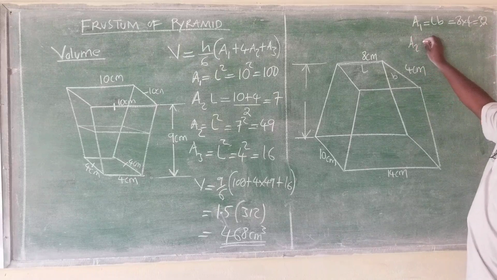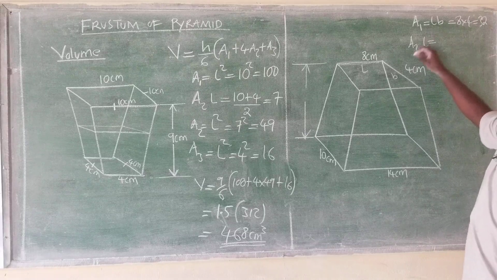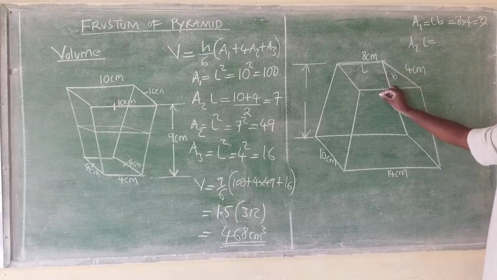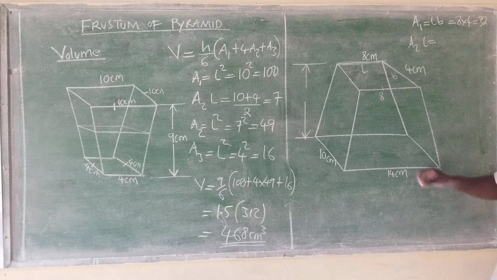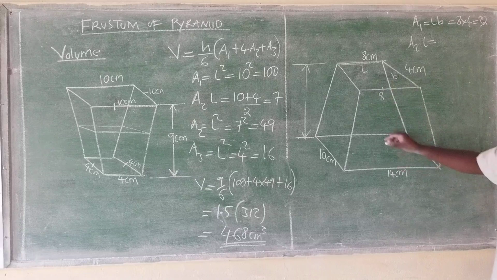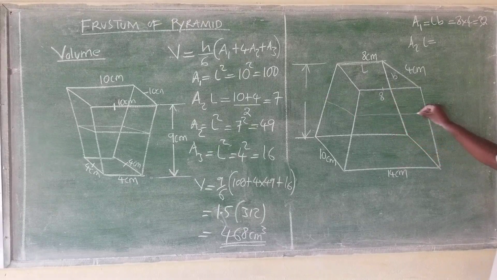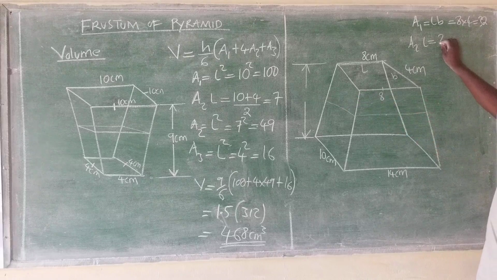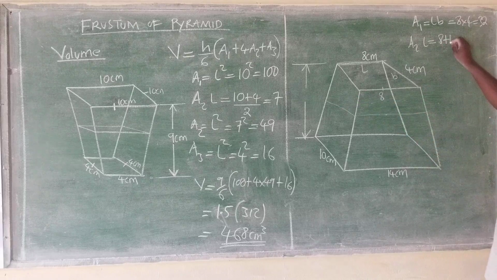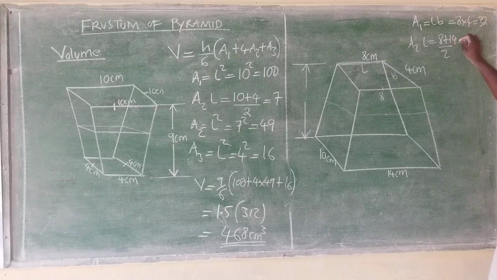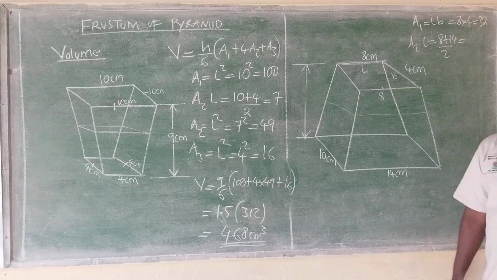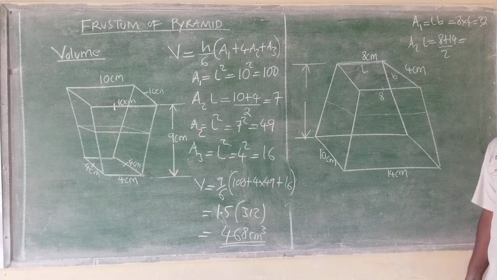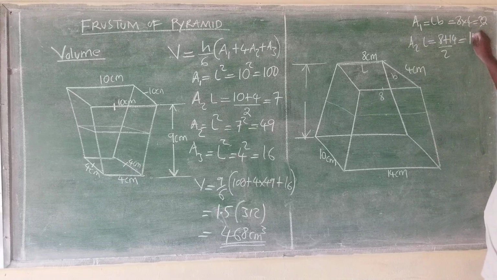Then area 2, we have to do the average. For the length, we add. So this is 8, and even the opposite side is equally 8 centimeters. You add this and this, divide by 2, because we are finding the rectangle in the middle. So you do 8 plus 14, which gives 22. Then divide by 2, 11. So our length is 11.